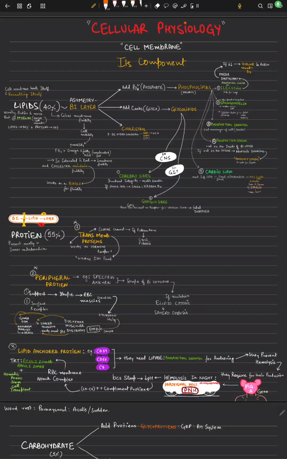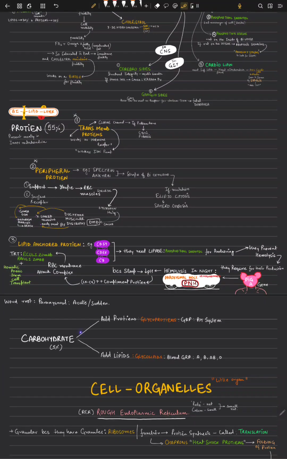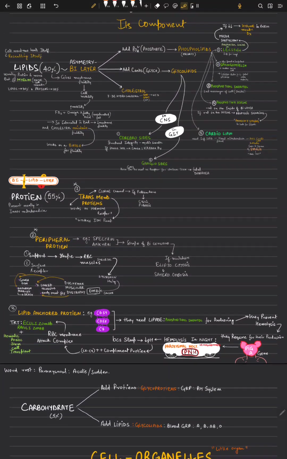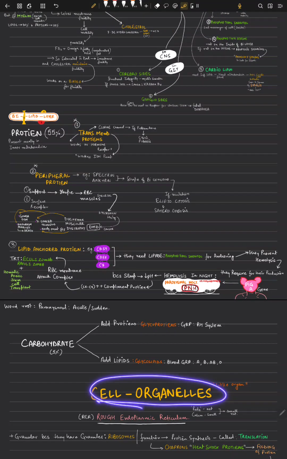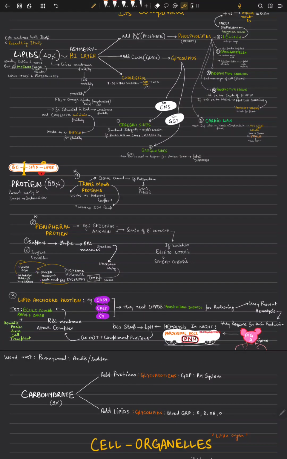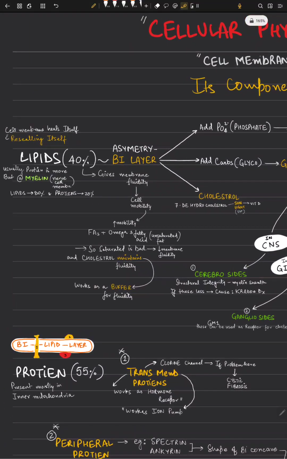Let's study cellular physiology, and in cellular physiology let's study the cell membrane and its components. The cell membrane has three components: lipids, proteins, and carbs. We will just study these components, and after this we can study cell organelles, but that should be the next video. So let's start with lipids.